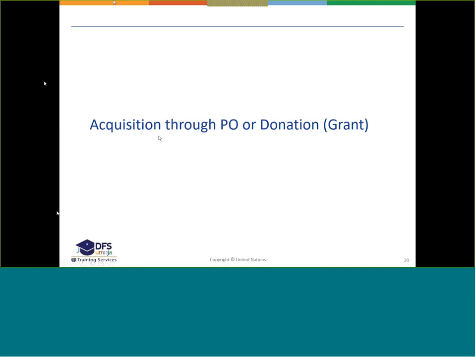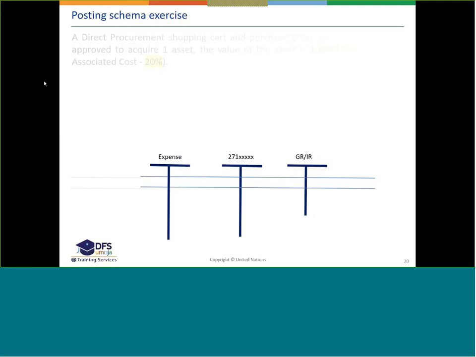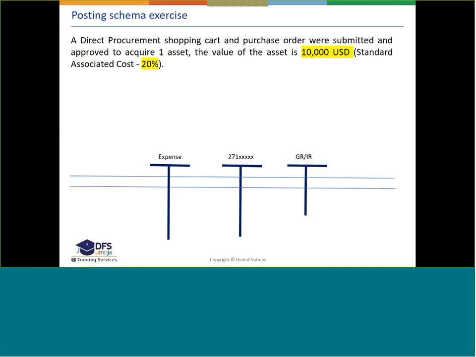I just prepared during this small break a slide to explain the posting schema for the acquisition, the basic one. So I hope this may help you. Let's take an example. Let's think that we are acquiring through a shopping cart, we are procuring one asset. The price of the asset is $10,000.